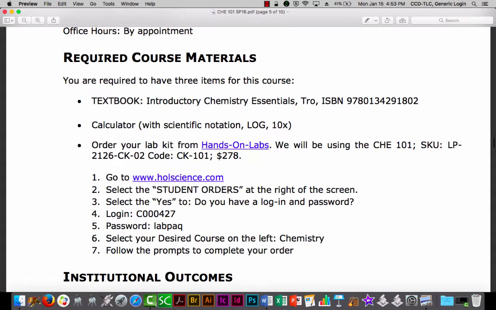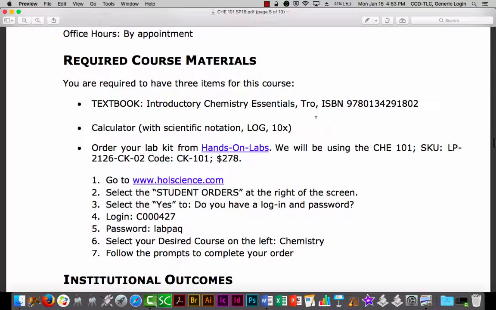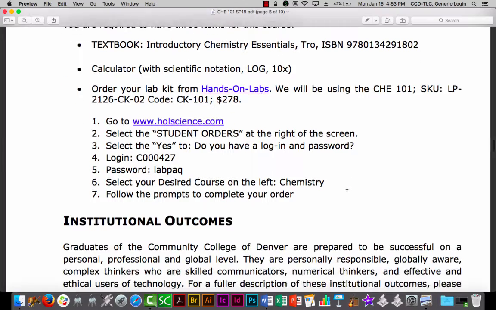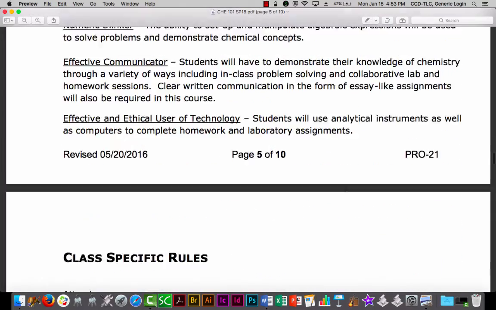Here's your required course information. Here's the textbook you need. We will not be using Mastering Chemistry, so you don't need to worry about that. You need some calculator with scientific notation. And here's the information on how to order your lab kit. Again, there's more information on this on D2L. Here's just the institution outcomes.